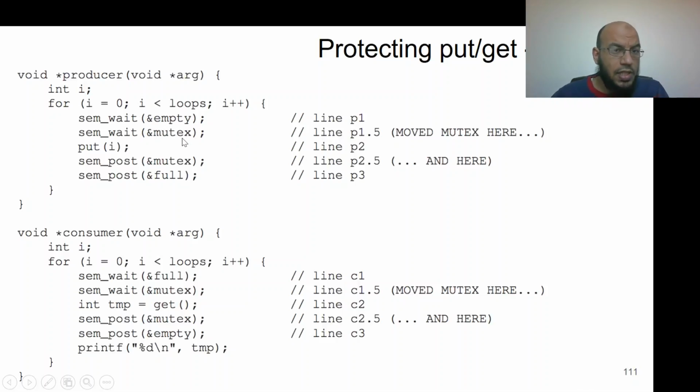It basically acquires the lock, puts the data into the buffer, posts the mutex, basically releasing the lock, and posts to full. So the consumer, which was waiting on full, can now acquire the lock, and now the program can progress.